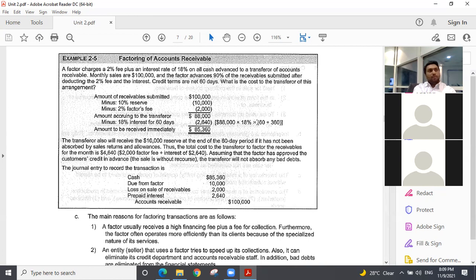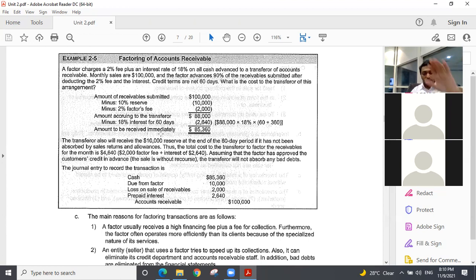Okay, 60 divided by 360. So normally for examination, for easy calculation, we take 360 days, not 365 days. Sometimes you might get confused whether it is a leap year or not. To avoid that, we take 360 days.